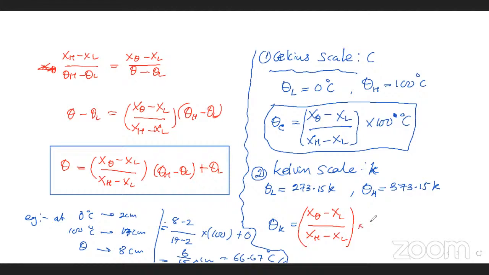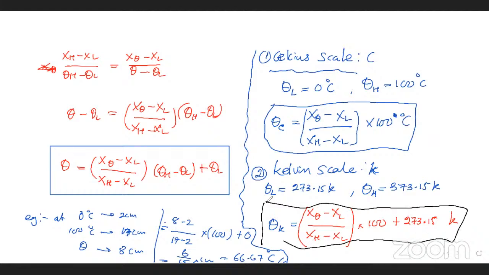Multiplied by the difference between these two, the 100, and also addition. The lower fixed point, theta L, is not 0 here, that is 273.15 in Kelvin. So this is the equation corresponding to the Kelvin scale. So temperature in the Kelvin scale, you can obtain using this formula. Is it clear?